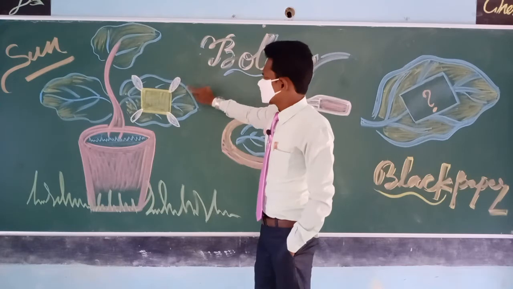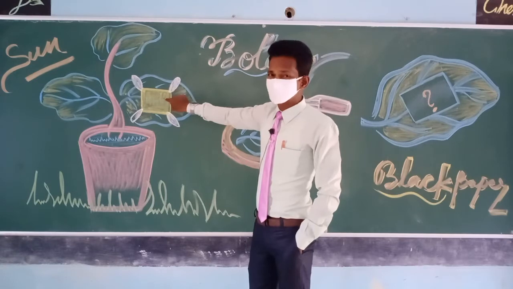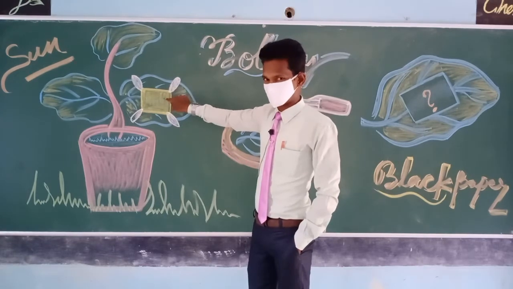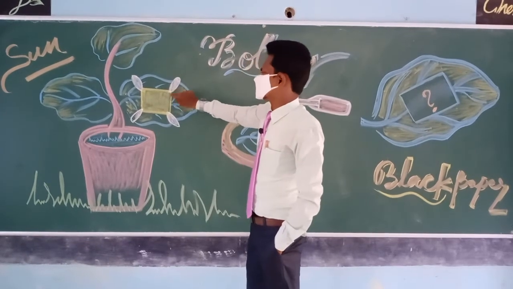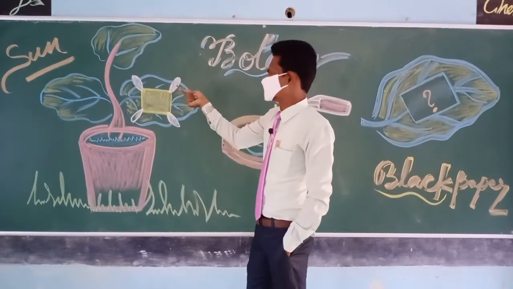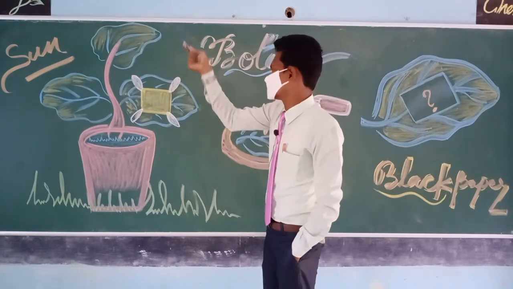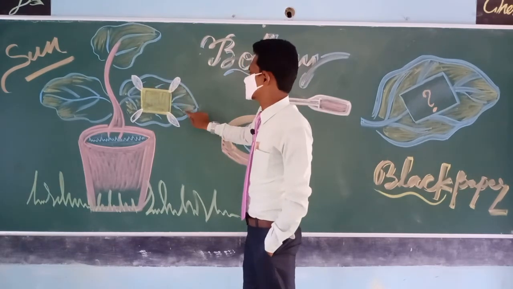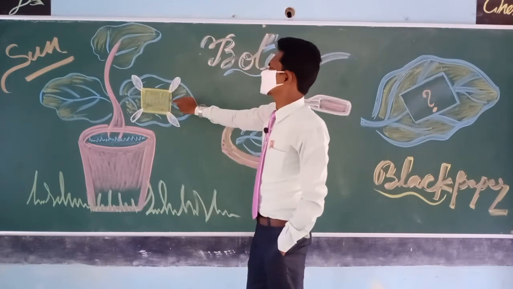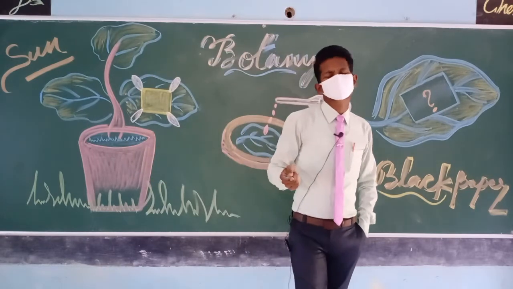After selection, we have to take one black paper, whether completely black or a designed one, any design, it's our wish. Fix the black paper on the middle of the leaf surface, on the lamina, adaxial surface, in the sense the surface which is exposed to the sunlight, the upper surface. With the help of clips, the paper should be fixed properly without disturbing the leaf. So after fixing, the plant should be kept in the sunlight for 2 or 4 hours.